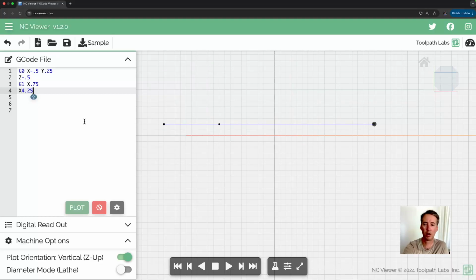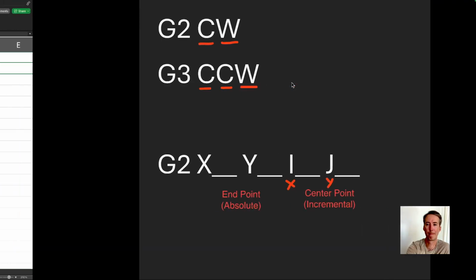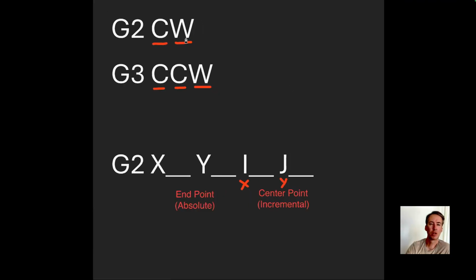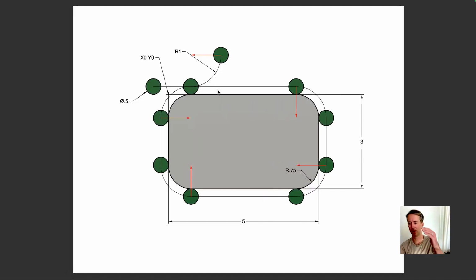Okay, so we look at our part. We are now ready to do an arc move. So we got to shoot our grappling hook, and then we're going to this point. So first let's look at, is this a G2 or a G3 arc? G2 is clockwise, G3 is counterclockwise. So if you look at that, it's going clockwise.